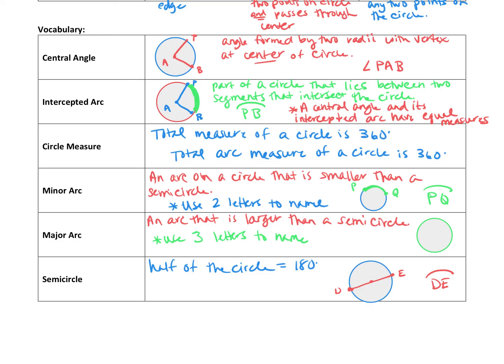Okay, so let's say we have point A, point B, point C. Now, if I said arc AC, I would go A to C, the quickest pathway to get there, right? That's a minor arc. What if I want the arc going the other way? I have to use 3 letters, which means I would need a point between A and C that would create this major arc. So I would call that arc, let me outline it in red. The arc from here all the way around to here would be arc ABC. We use 3 letters to name that.